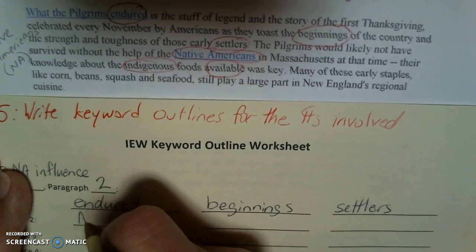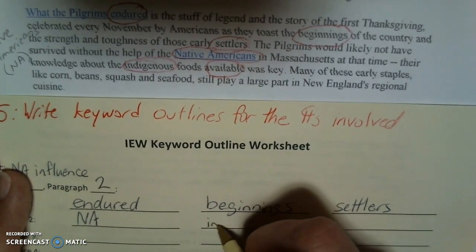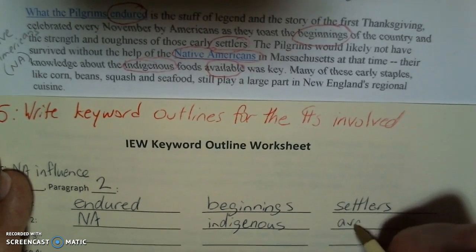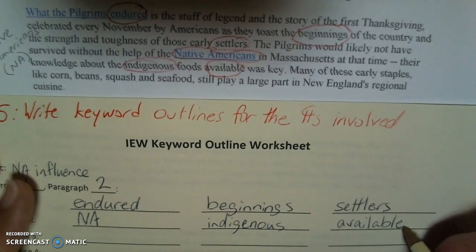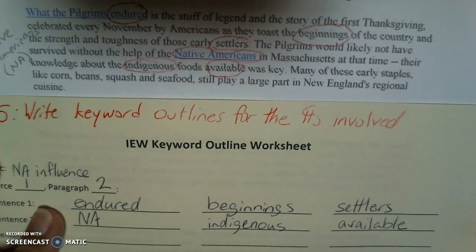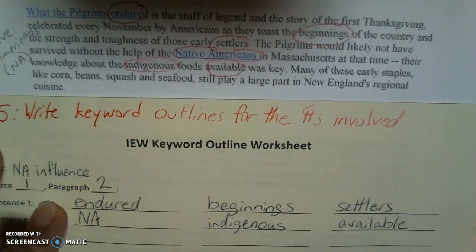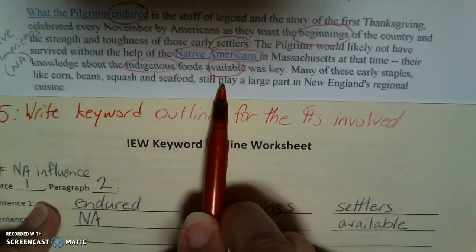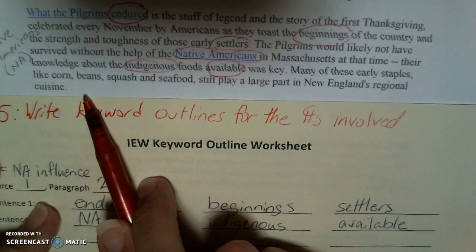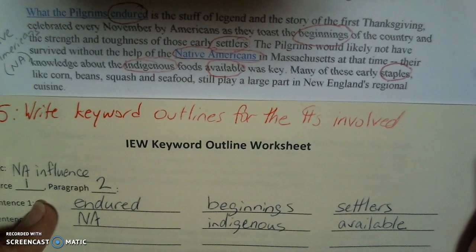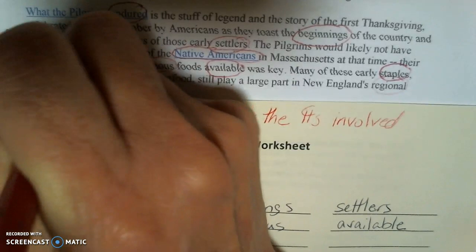So then I'm just copying those down. Native Americans, indigenous, and available. Now, in my mind, I know that I'm talking about foods because that's what my whole paper's about. The third sentence: many of these early staples like corn, beans, squash, and seafood still play a large part in New England's regional cuisine. So I like staples, and I like regional, and I like cuisine.